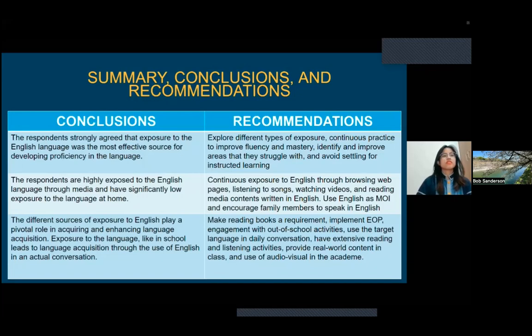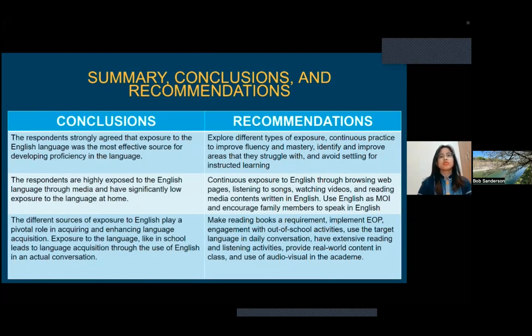Now, here are the conclusions that were derived based on the aforementioned findings. First, this paper concluded that the respondents strongly agreed that the exposure to the English language was the most effective source for developing proficiency in English. With that being said, this paper suggests that the English language learners should explore different types of exposure to identify which will benefit them the best.